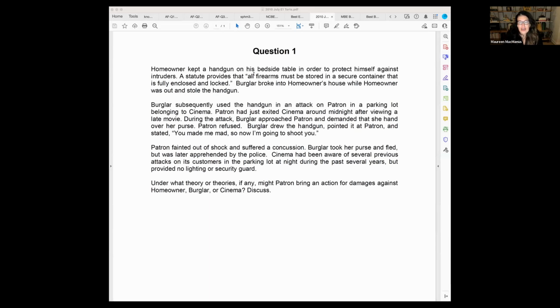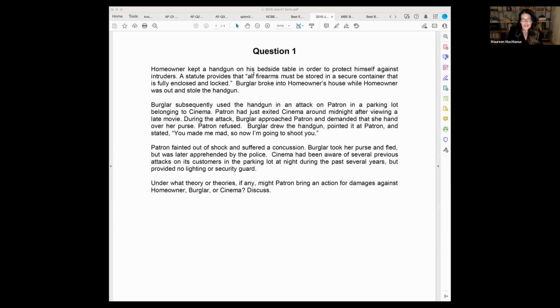Burglar subsequently used the handgun in an attack on patron in a parking lot belonging to cinema. Patron had just exited cinema around midnight after viewing a late movie. During the attack, burglar approached patron and demanded that she hand over her purse. Patron refused. Burglar drew the handgun, pointed it at patron, and stated, "You made me mad, so now I'm going to shoot you." Patron fainted out of shock and suffered a concussion. Burglar took her purse and fled, but was later apprehended by the police. Cinema had been aware of several previous attacks on its customers in the parking lot at night during the past several years, but provided no lighting or security guard.